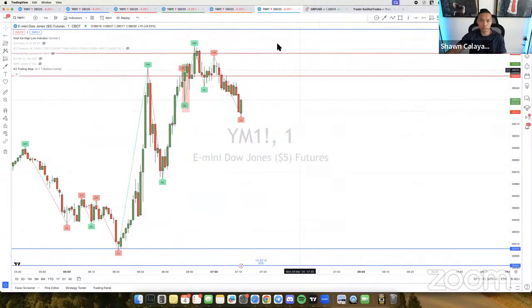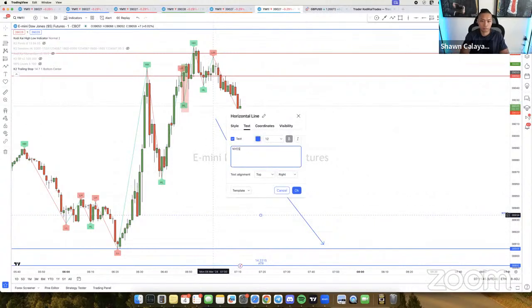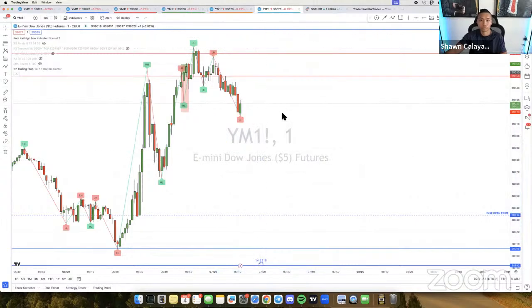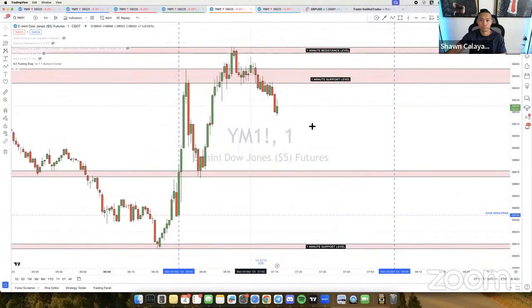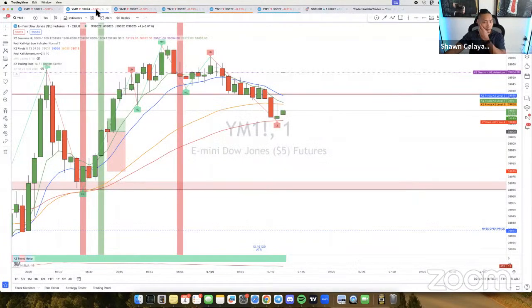So there's no liquidity here yet until price climbs back up, or unless price wants to come back down to this lower area down here. Opening price is right there. Yeah, there's not really too much here to look at.